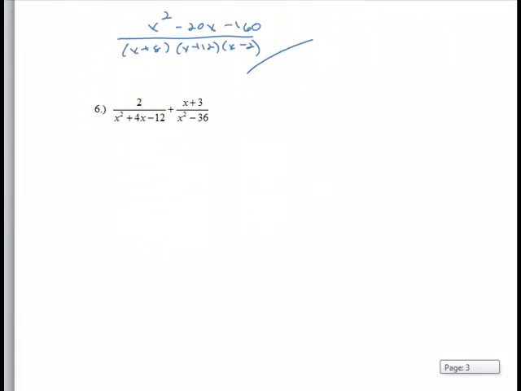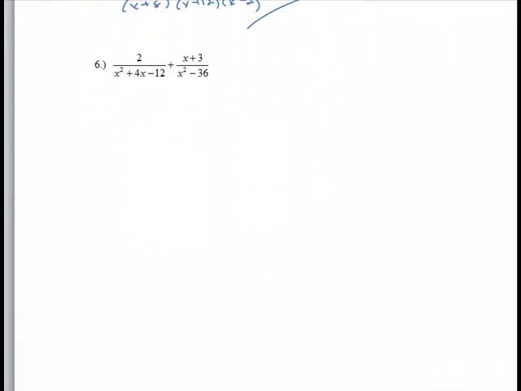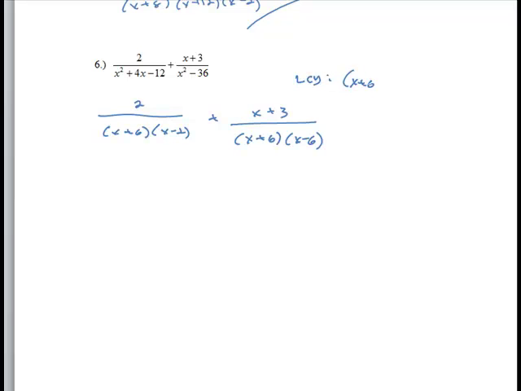And one more example, number 6. Adding two rationals with different denominators, begin by factoring. That first denominator factors into x plus 6, x minus 2. The second denominator, difference of squares, x plus 6, x minus 6. So the LCD in this case, x plus 6, x minus 2 from the first denominator, and then include that x minus 6 from the second denominator.